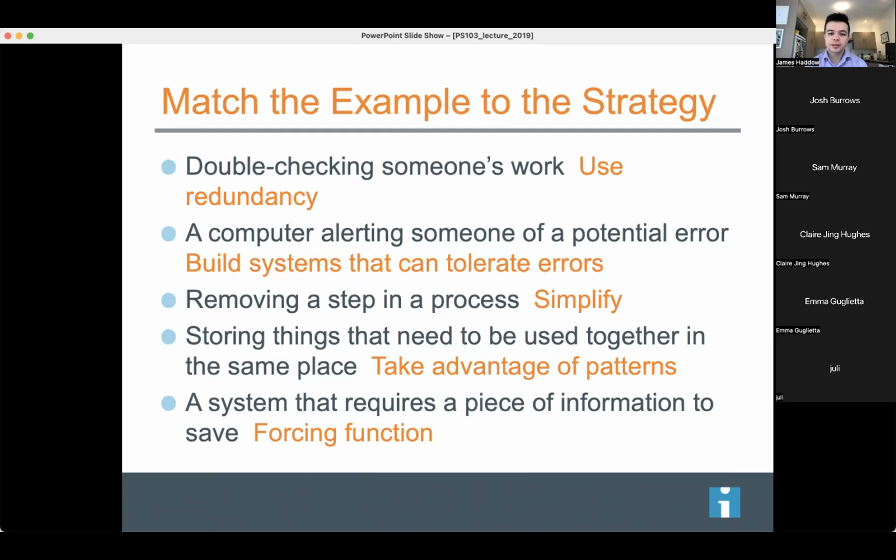So I think that's probably redundancy as well. Simplification for the third one. Third one is taking advantage of patterns. So Julie, yeah, you said pattern recognition there, for example. And last one was a forcing function. Okay, good.